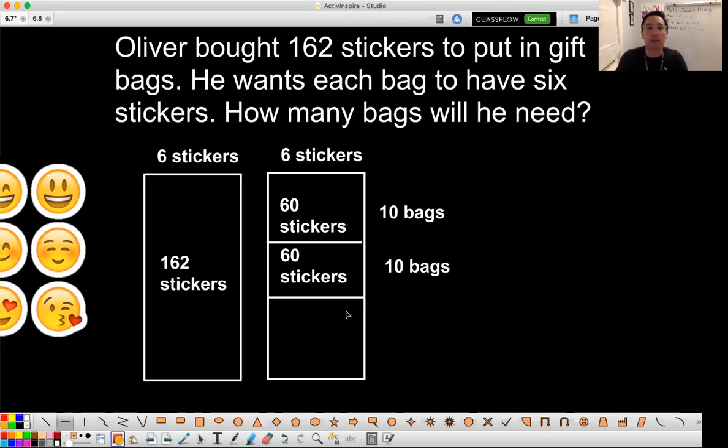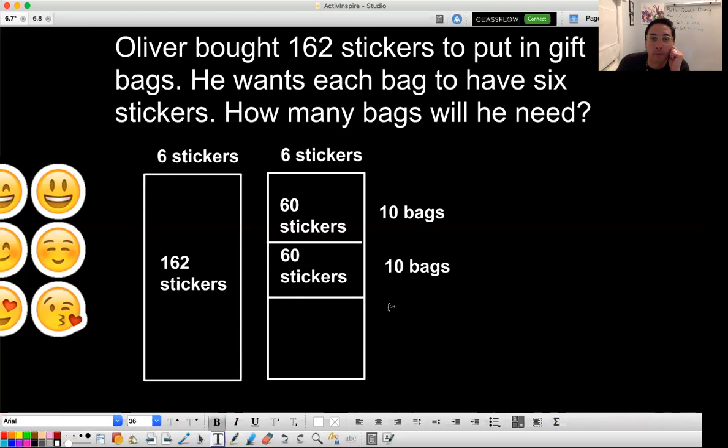But he needs 162 stickers. Can I do another 10 bags? 60, 120, 130, 140, 150, 160. I can't do another 10. Could I do 5? 6 times 5 is 30. Let's see, 120, 130, 140, 150. I can do 5. Okay? 5 bags would be 30 stickers.